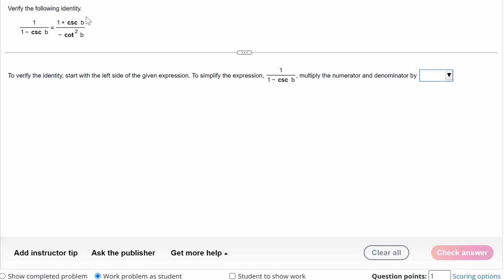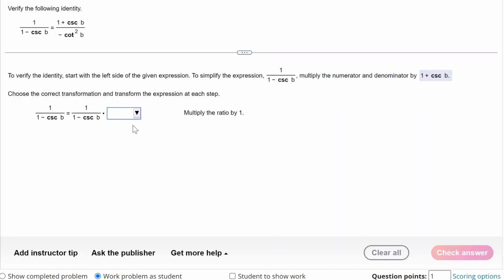Finally, you may see something like this. Here's another example, verify the identity. Here you're being asked to fill in some strategy steps along the way. So they're saying start with the left side and state what you would do with it. Well, we haven't learned this strategy yet. We will later. The strategy here is called multiplying by the conjugate on the top and bottom. The conjugate is the same thing that you see but with a different sign in the middle. So the conjugate of 1 minus cosecant b would be 1 plus cosecant b. Again, we'll explain all that later.